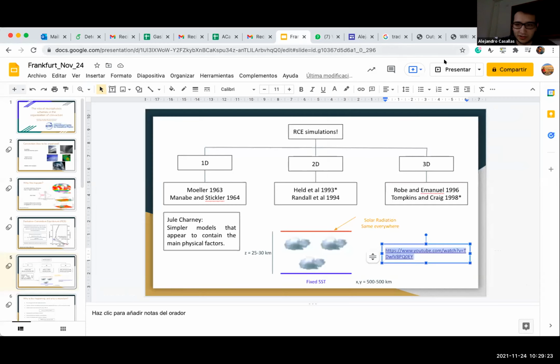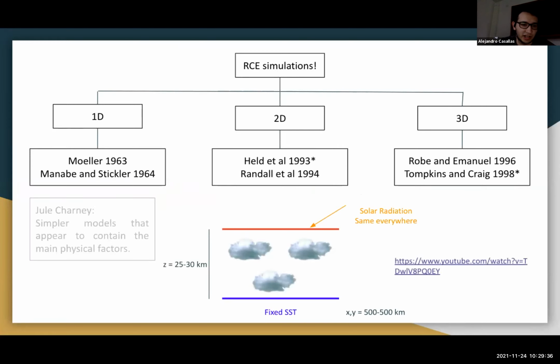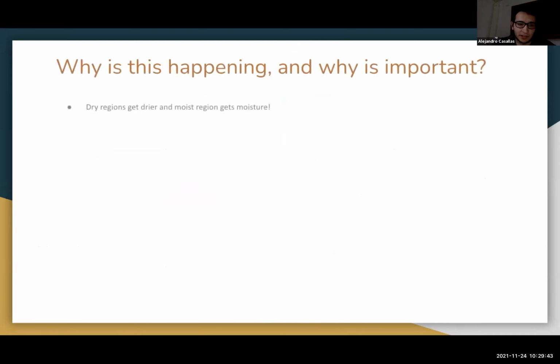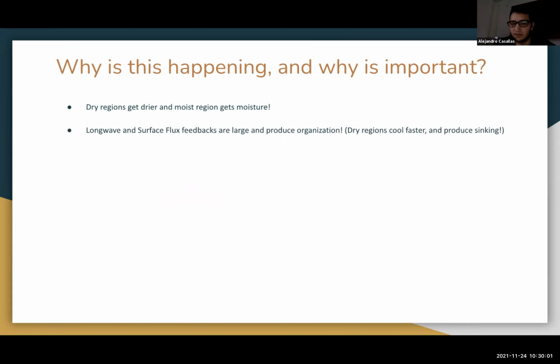And several people have worked on this. They have even produced global simulations to understand mechanisms, and even Joe Charney has done it. So simple models that appear to contain the main physical factors are important. So why is this happening? Dry regions get drier and moist regions get moister. Why? Because moist regions are favorable for convection, and dry regions try to remove convection and not let it happen. And you also have longwave and surface flux feedbacks.